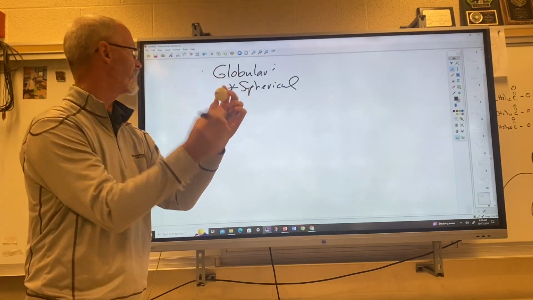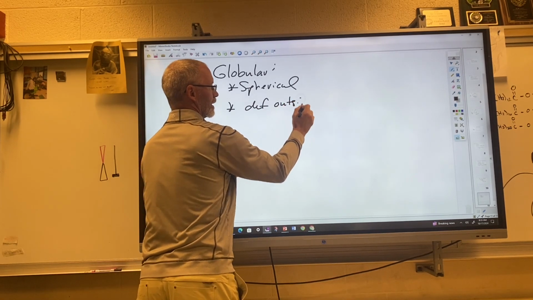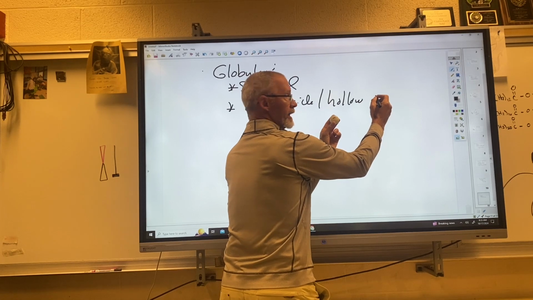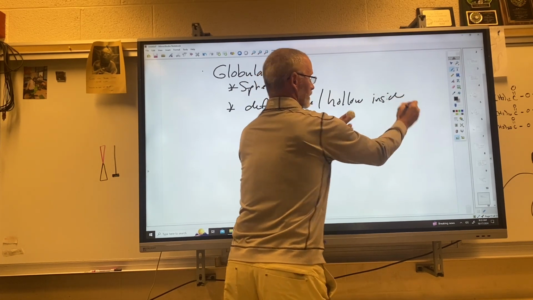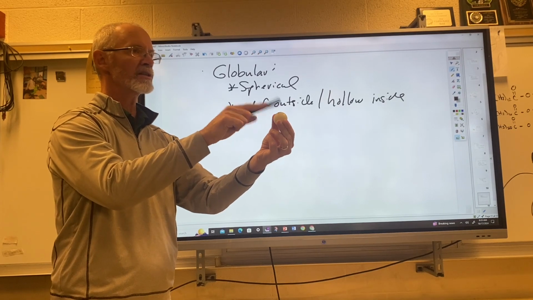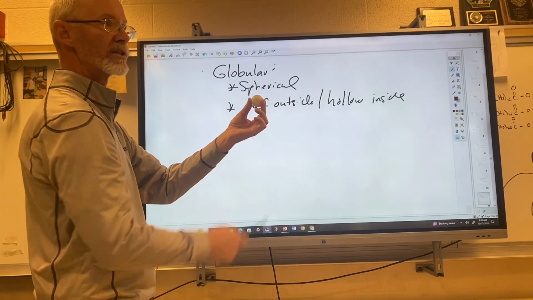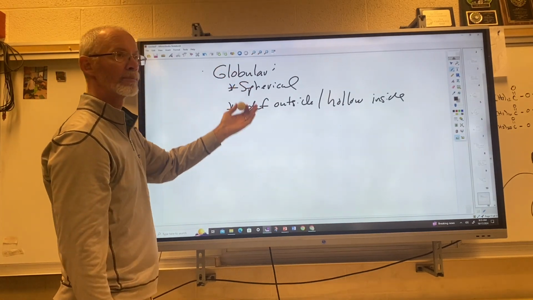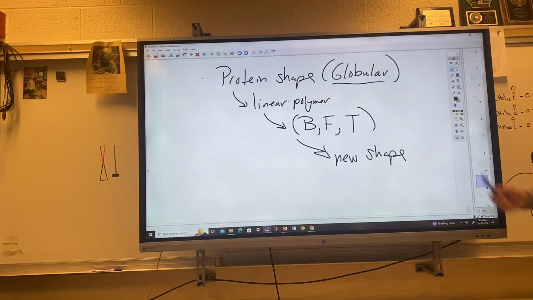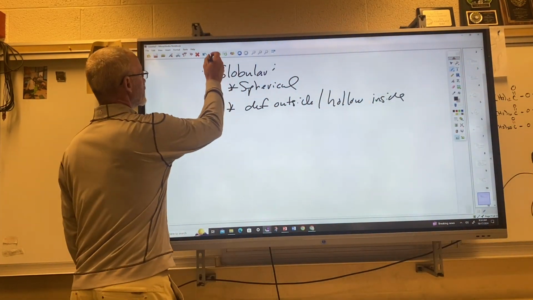Now, if it's a sphere, it has a definite outside and a hollow inside. Everybody see what I'm talking about? Can you appreciate or imagine that there's actually space inside this ping pong ball? There's space in there. Definite outside, hollow inside. That is a globular protein because of the bend, fold, twist. Okay. So what I'm going to do is I'm going to draw this protein.